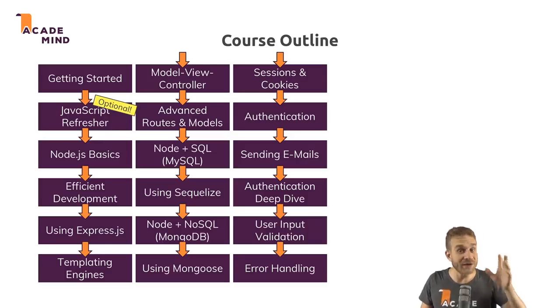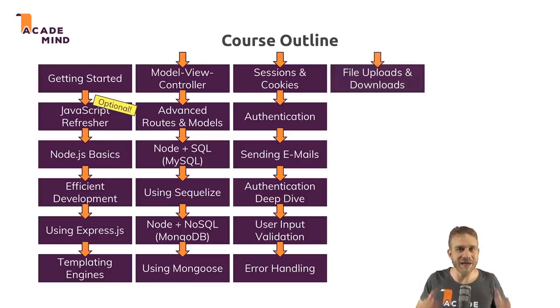Now, thereafter, we'll dive into something important. File up and downloads. How can you handle these? How can you write code that takes incoming files, stores them, and is able to return files? I'll also show you how you can automatically generate PDF documents on the server in this module.